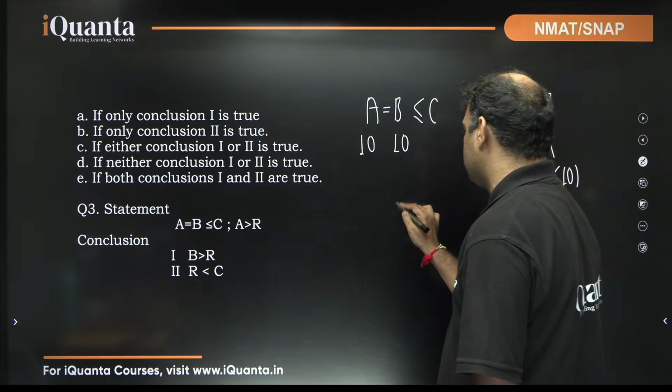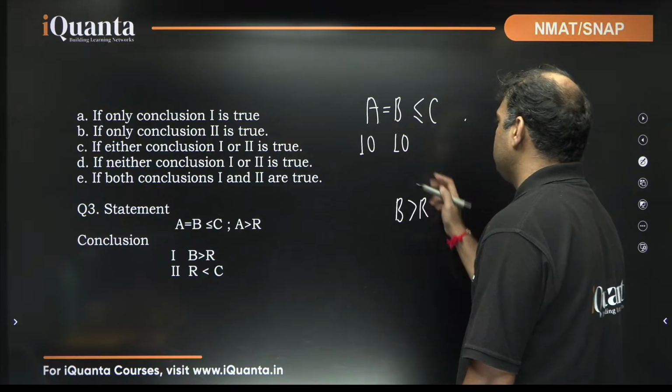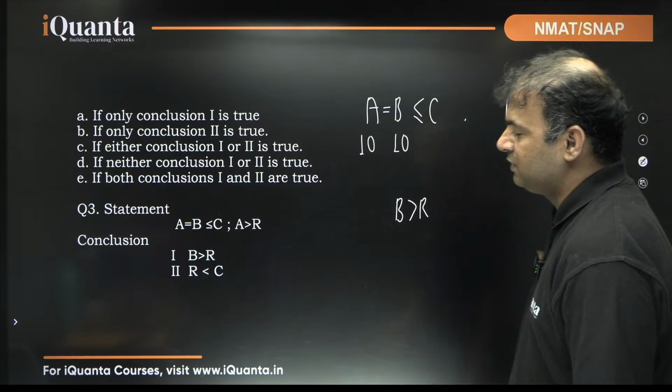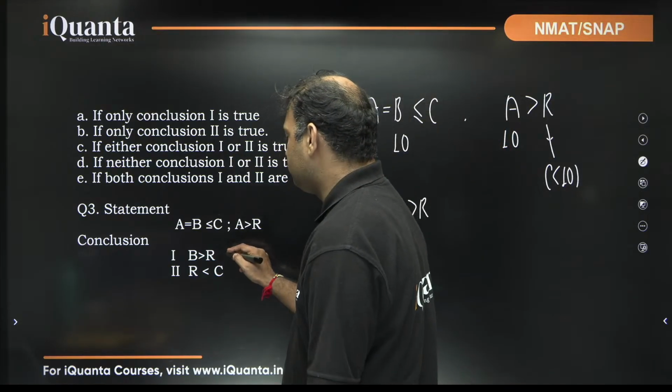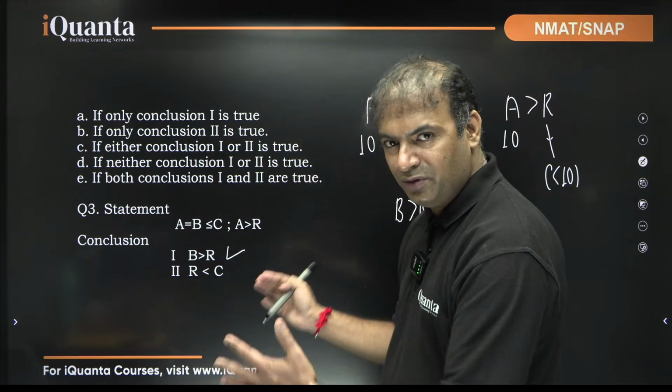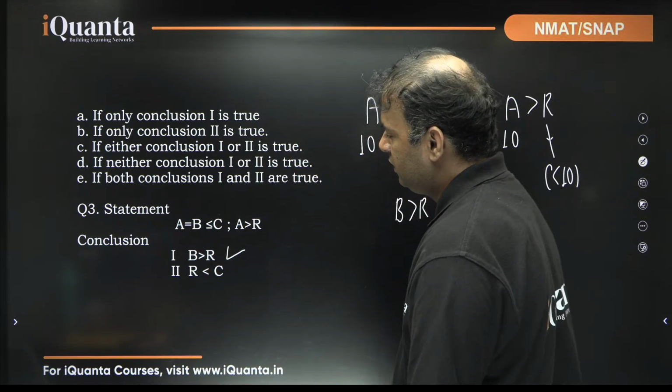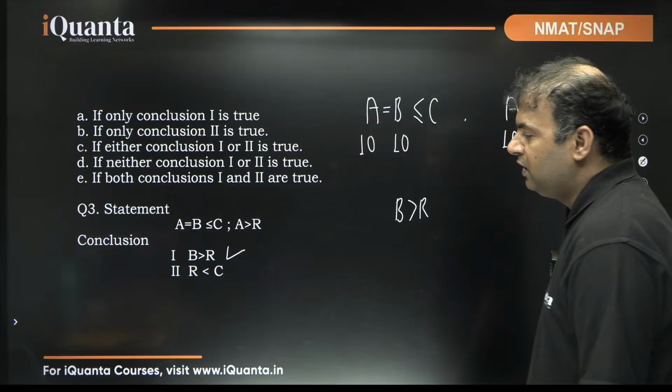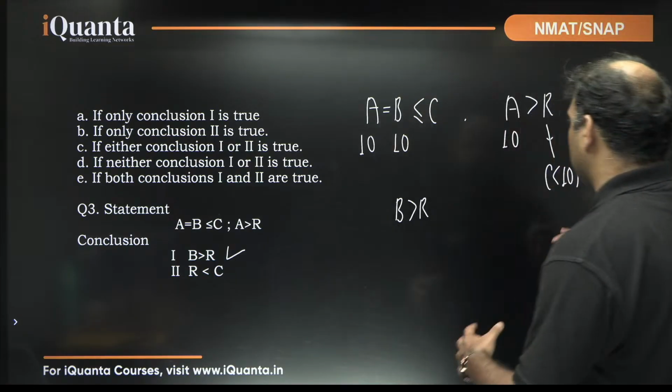B has to be greater than R, right? Very obvious, because B is 10 and R is less than 10, so B has to be greater than R. I don't think we need to discuss it more after doing so many examples and questions. This is something that should be easy to understand. The second one is about R and C, right? So R is here and C is here.